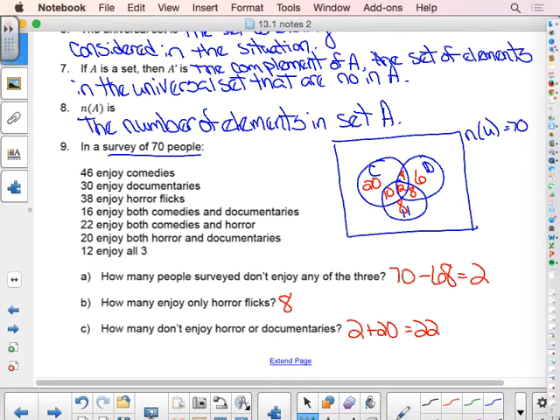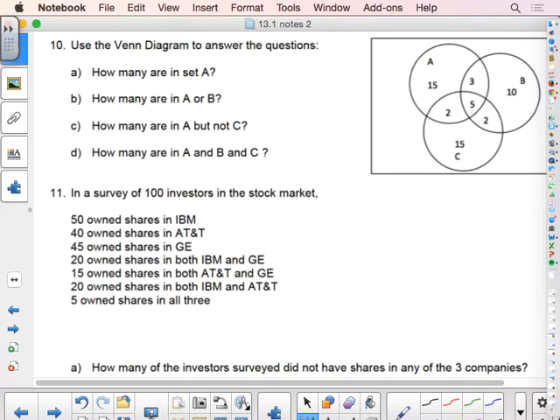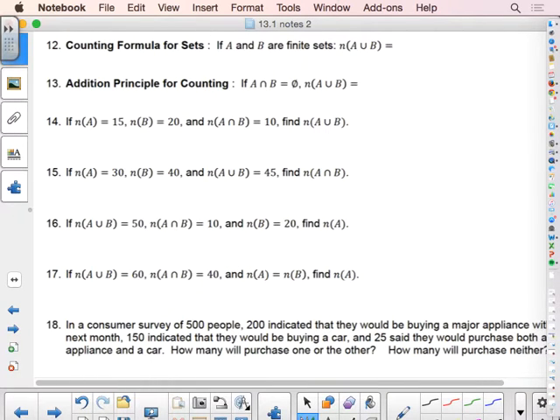Okay, if we look at the next two, 10 and 11 are both homework. We'll move on to number 12. We'll talk about 12, 13, 15, and 18 for this video.